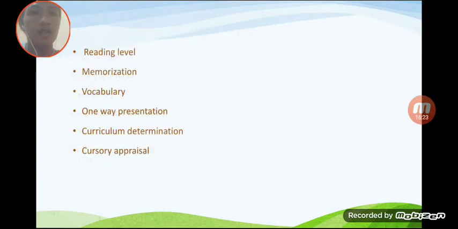So next, we have limitations. Reading level, memorization, vocabulary, one-way presentation, curriculum determination, and last, cursory appraisal. These are 1, 2, 3, 4, 5, 6. These are 6 limitations included in the text.